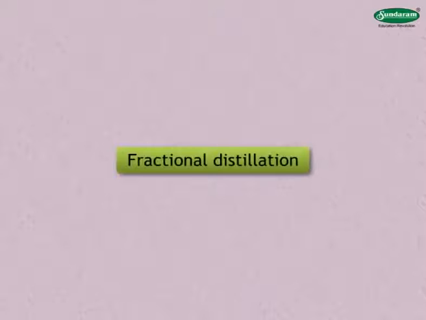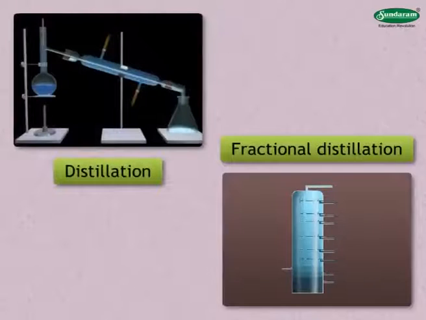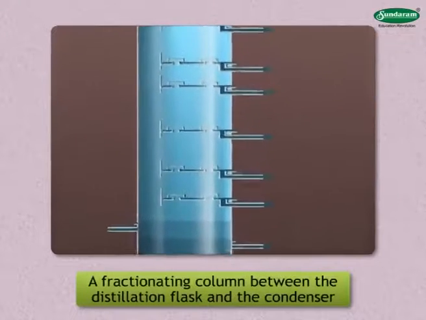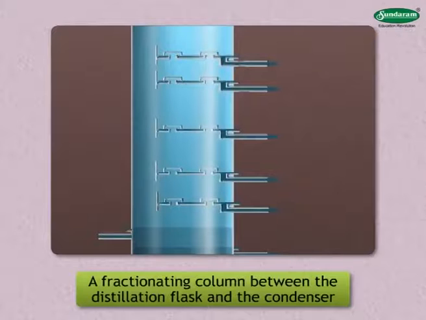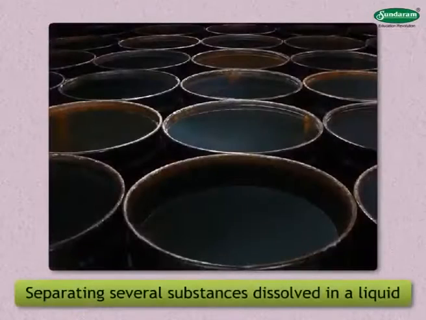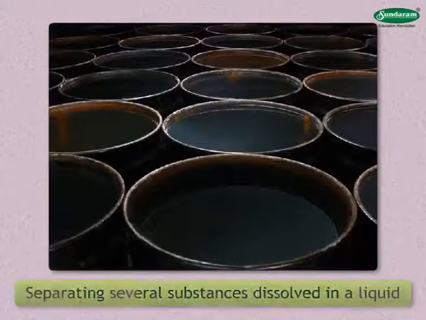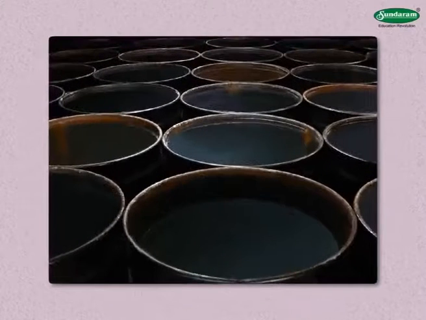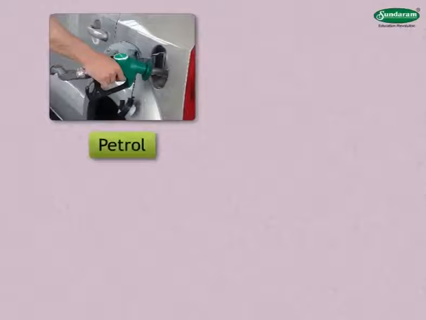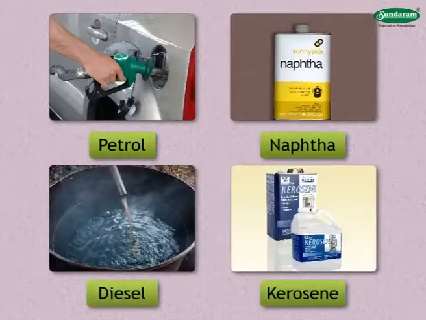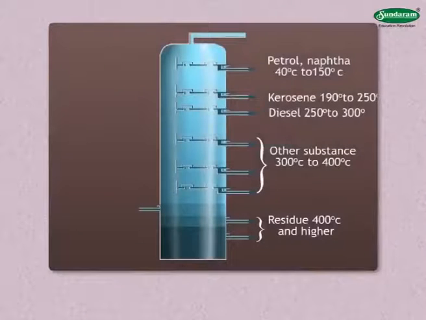Fractional distillation. The only difference between distillation and fractional distillation is that in the case of fractional distillation, there is a fractionating column between the distillation flask and the condenser. Fractional distillation is used for separating several substances dissolved in a liquid. The crude oil is obtained from oil wells. Crude oil contains various substances like petrol, naphtha, kerosene, diesel, etc. These components are separated by fractional distillation.